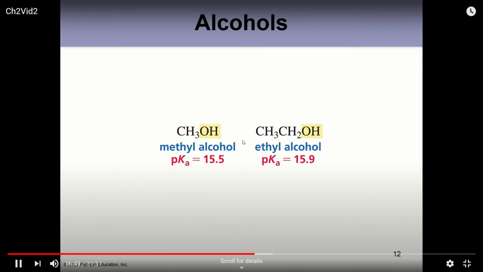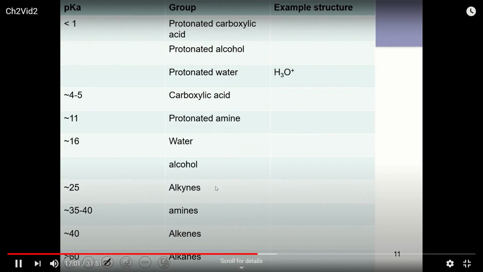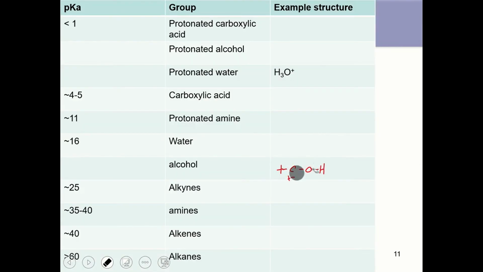So we have methyl alcohol and ethyl alcohol, with the acid proton being the proton connected to oxygen. And we can draw this out in the chart. Let's draw out only the acid proton in red, so that you know which proton has the pKa given. The pKa of the alcohol proton is approximately 16.